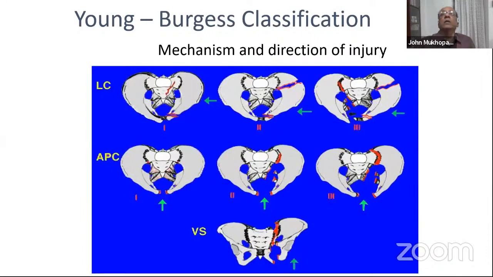So diagrammatically, you will come to this picture as was mentioned. So the LC1 with the anterior sacral fracture, LC2 with an iliac wing or a crescent fracture, and LC3 with a contralateral injury. Similarly, in APC1, you just have some opening of the anterior symphysis. In APC2, you have more widening of the symphysis and the floor ligaments are involved, and the anterior part of the posterior sacroiliac ligaments are involved. While in APC3, even the posterior part of the sacroiliac ligaments are involved. And of course, you have the vertical shear injuries.